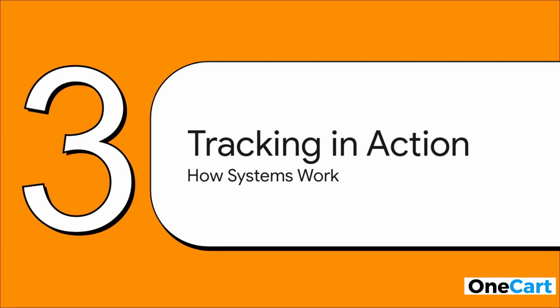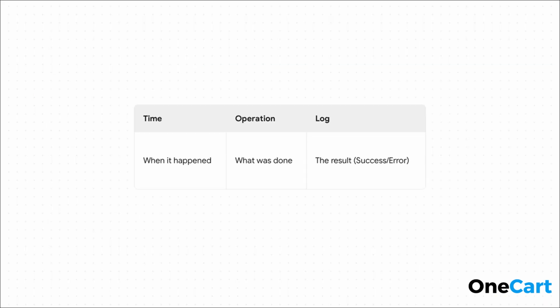So, that's the theory. But what does this actually look like in practice? Let's dive in and see how a dedicated tracking history system applies these principles to give you total visibility. A really good tracking system boils everything down to 3 essential pieces of information. When did it happen? What was the action? And what was the result? Was it a success or an error? This simple log becomes your inventory's complete story, line by line.